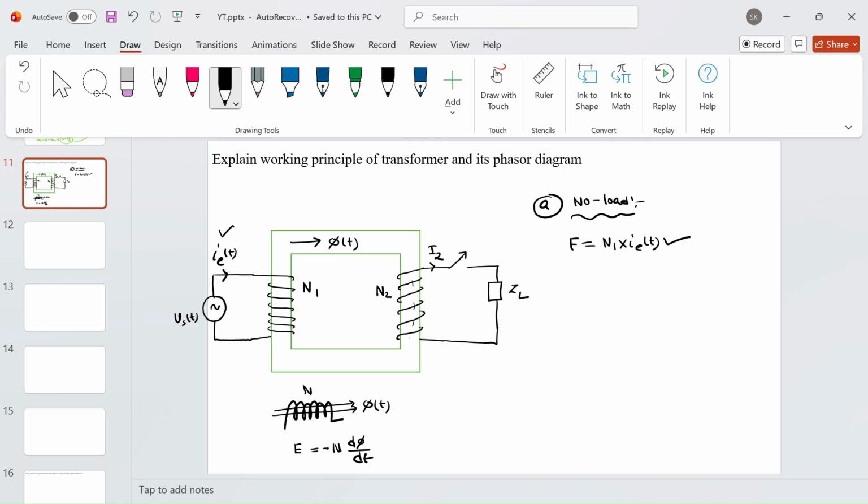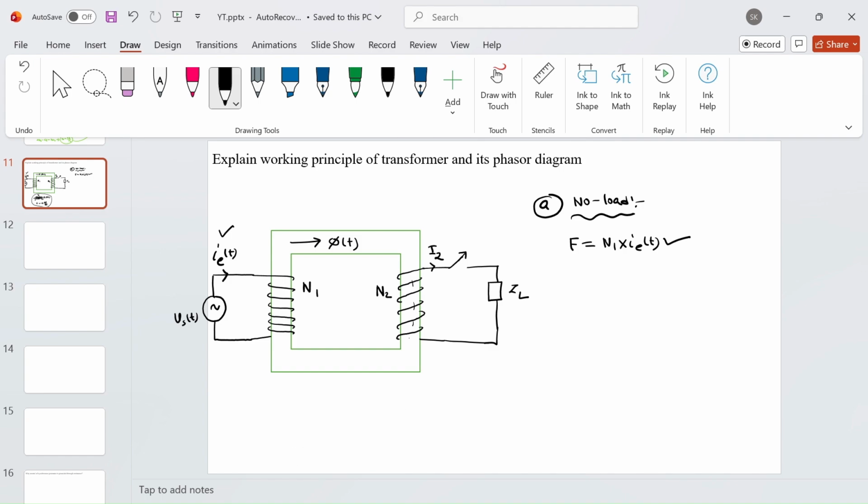So just a quick recap: if there is any coil of n turns, and those turns are affected by a change of flux phi of t, that coil will induce a voltage, and the magnitude of the induced voltage will be n d phi by dt. And if you consider Lenz's law, it will have a minus sign with it. Okay, so this is just a quick recap of Faraday's law of electromagnetic induction.